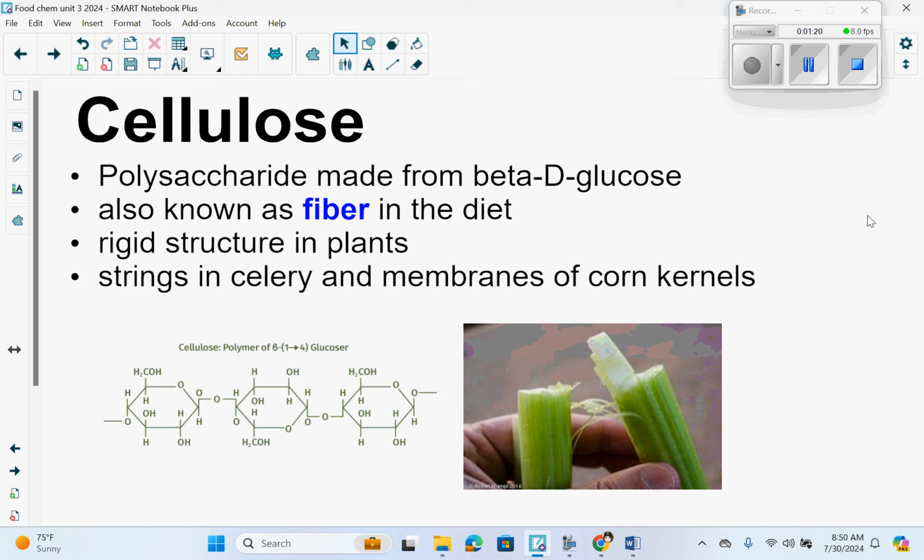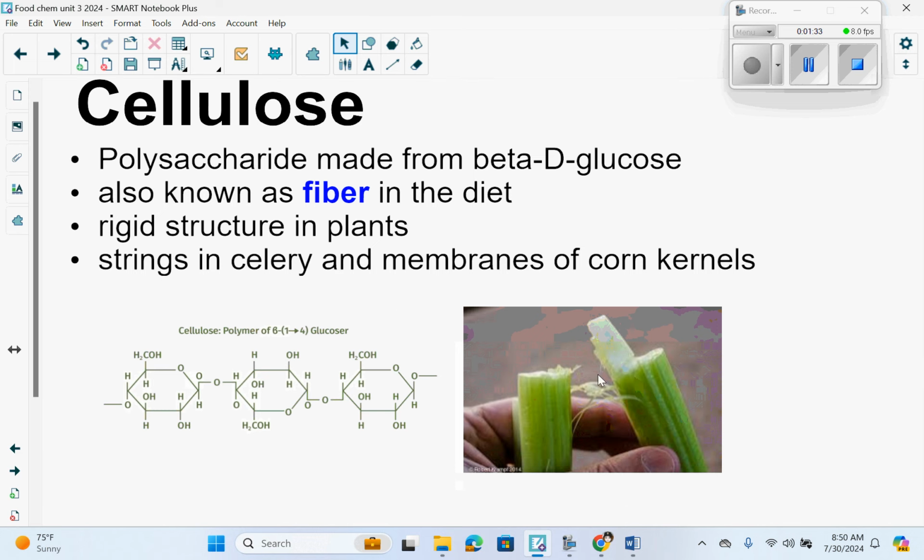Cellulose. This is a polysaccharide made from beta-D-glucose. It's also known as fiber in the diet. It has a rigid structure in plants, right? You often see it as the strings in celery and membranes of corn kernels. And you can tell by these ring structures just how big they are. This is just a piece of it.